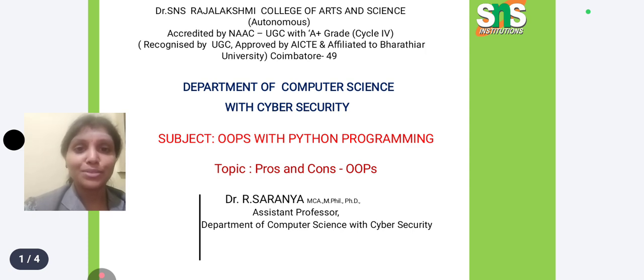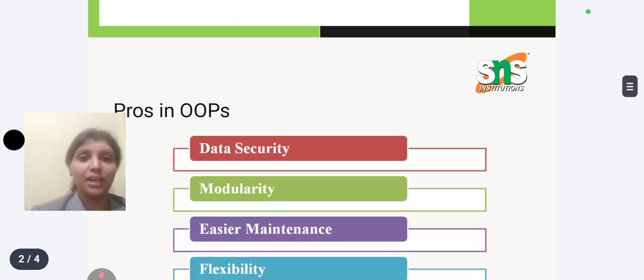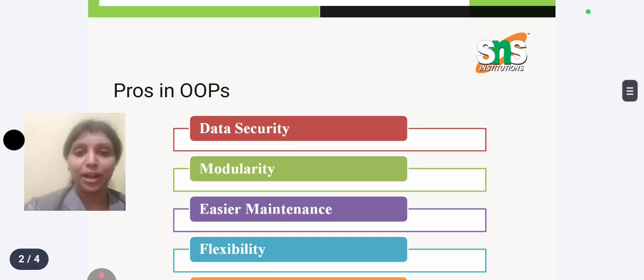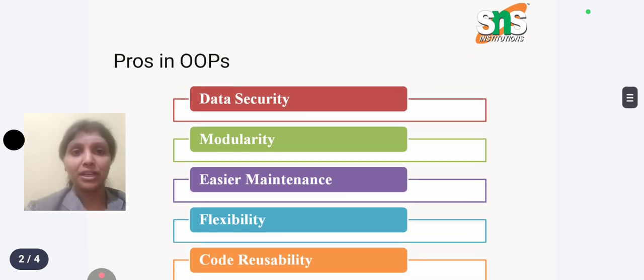Today, in this lecture series, we are going to discuss the topic pros and cons of the object-oriented programming system, OOPS, with Python programming. First, before we move on to the advantages, let's discuss OOPS. Object-oriented programming is an important concept while developing web and software applications. By using OOPS, we can process complicated data in an efficient way. So in that we have many advantages.